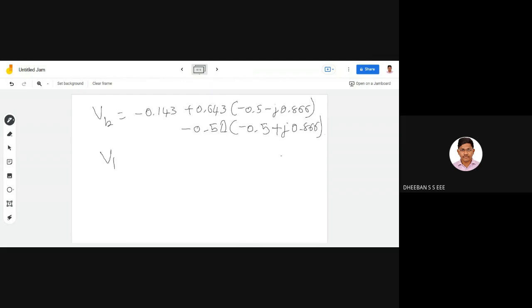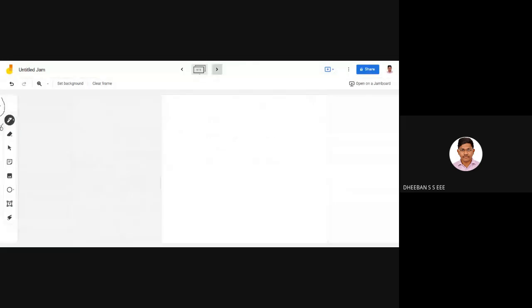and you will be getting a value for your VB, and it will be around VB equal to minus 0.215 minus j 0.990 per unit. So this is the VB value. So VA is 0, VB we have found out. Now moving towards your VC.